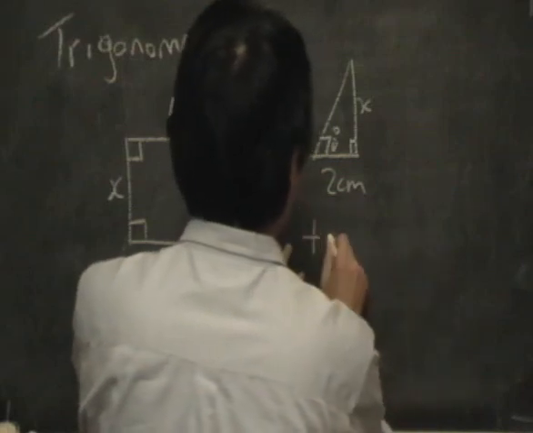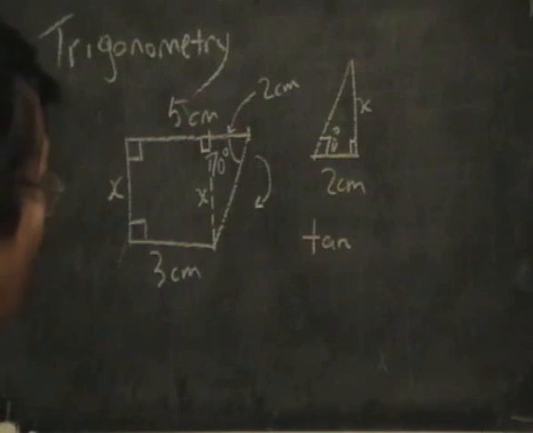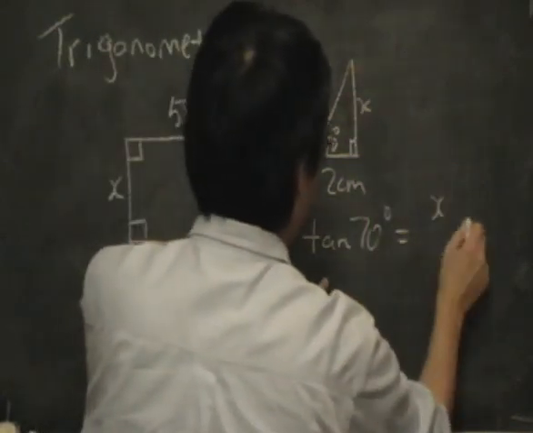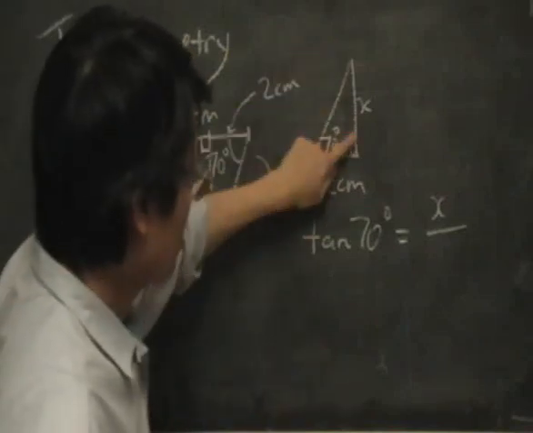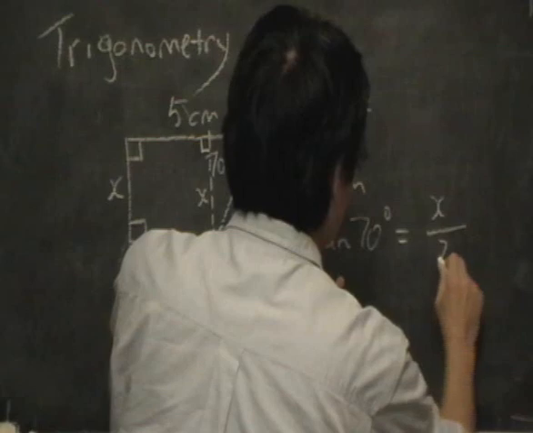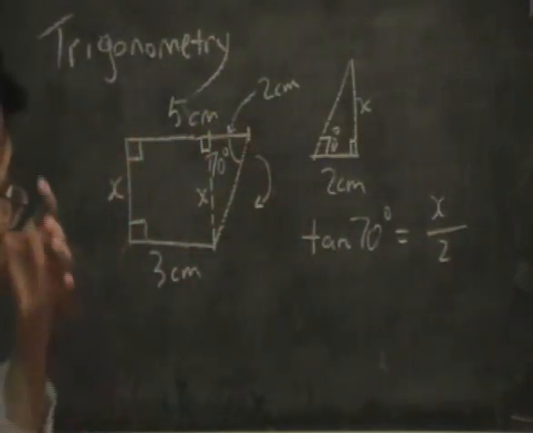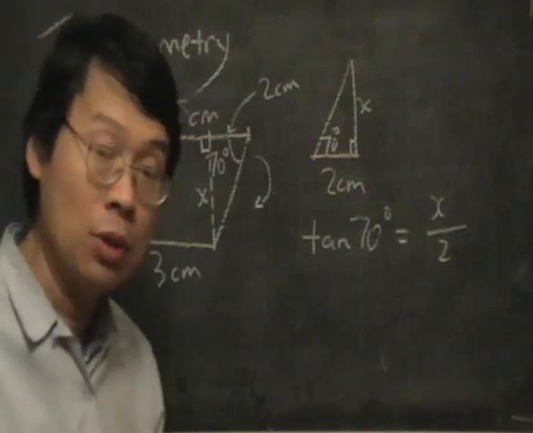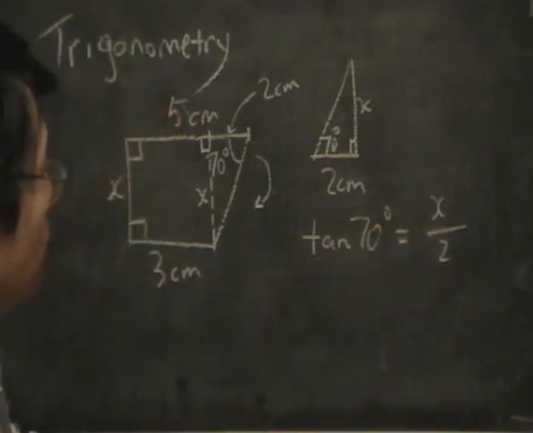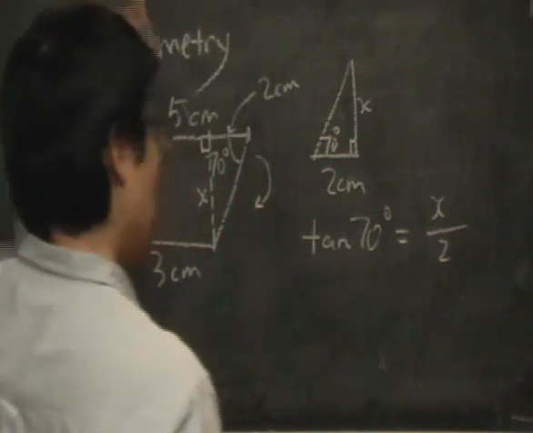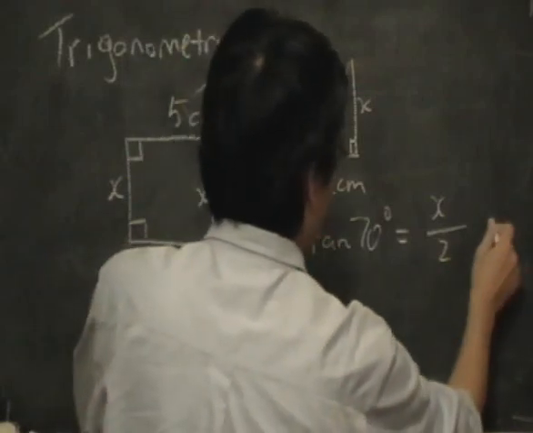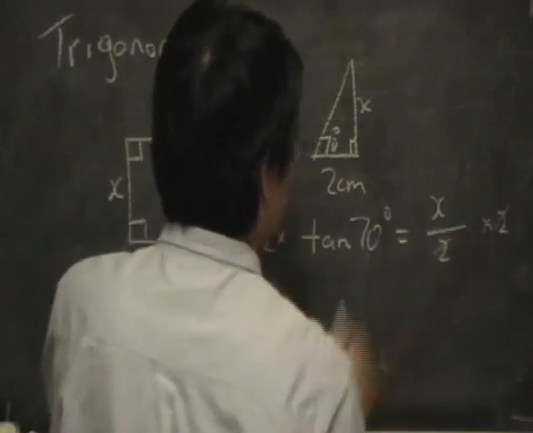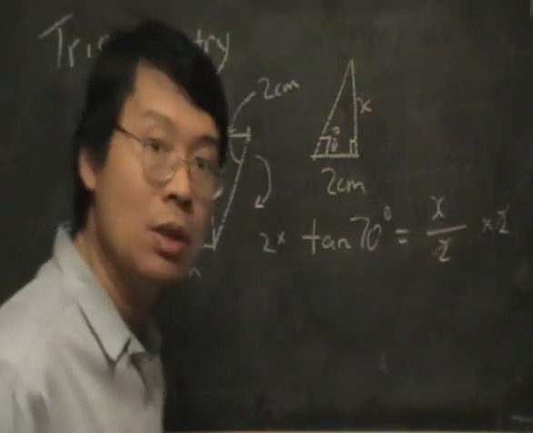We need to use the tangent of an angle, because tangent of this angle, 70 degrees, is equal to the opposite divided by the adjacent, x over 2. So you can see that we should be able to use the calculator like before to find the answer. Now before pressing the calculator, let me rearrange this. If I multiply both sides by 2, the 2 there and the 2 there cancel. So I have x equals 2 times tangent 70 degrees.